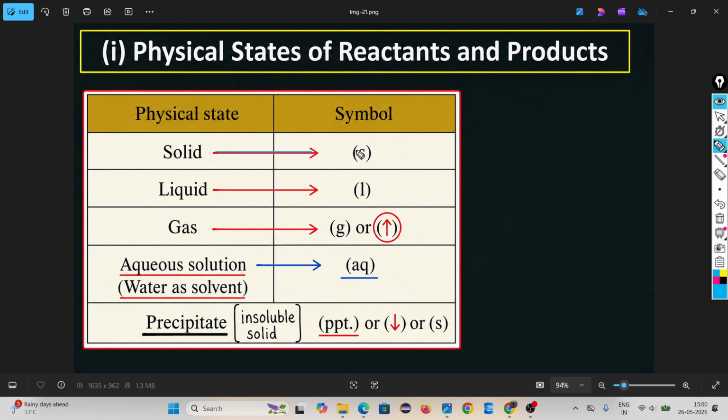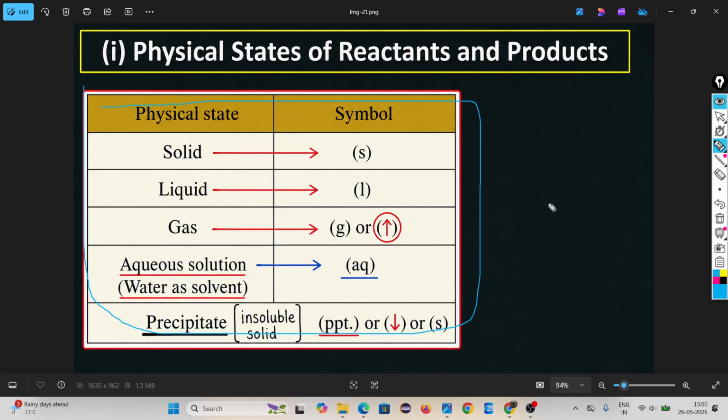For solid we write subscript S. Liquid, L. Gas, G, or this upward arrow mark. Aqueous solution: aqueous means water as the solvent, written AQ. Precipitate means insoluble solid. Either we can write PPT, or a down arrow, or solid. This is how we write to show the state.